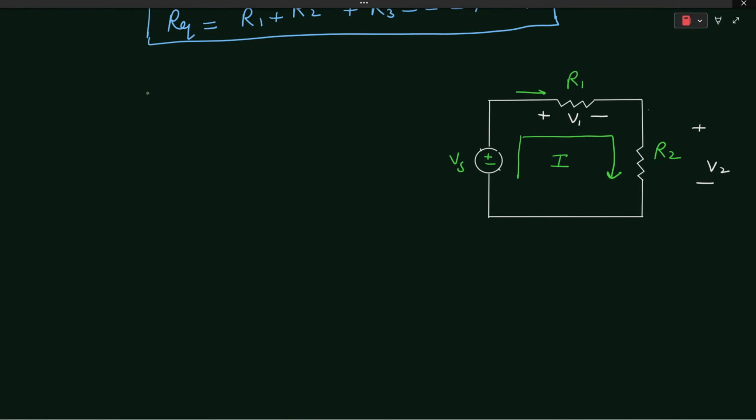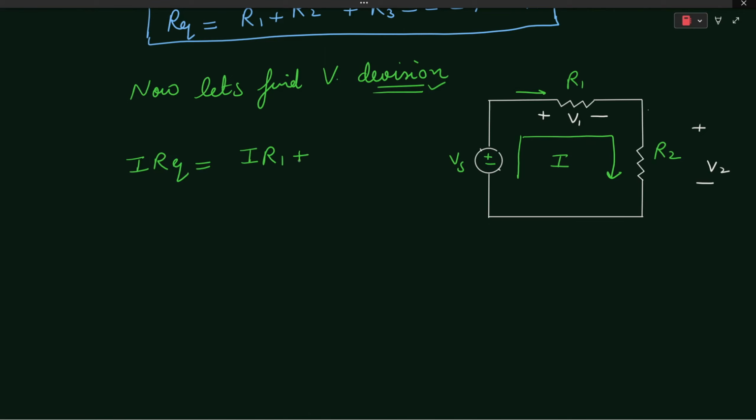So now let's find the voltage division among the resistors. Let's find the voltage division, okay. So according to the equation, what we can say is I into R equivalent is equal to I into R1 plus I into R2, okay.